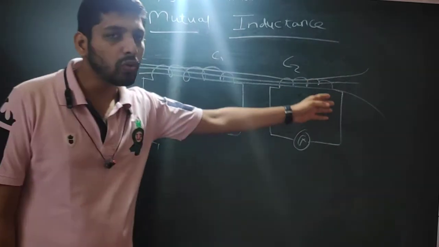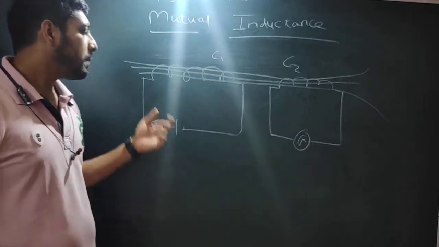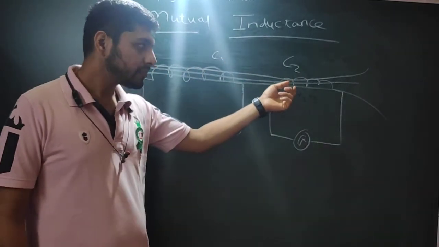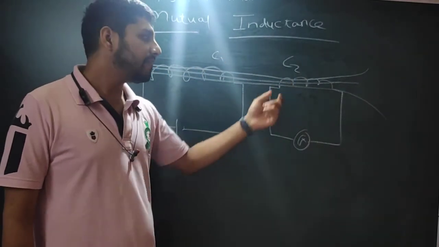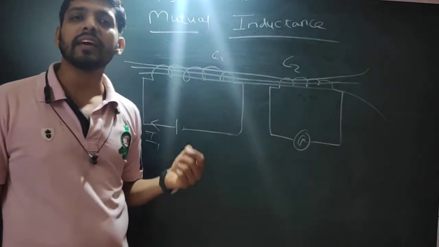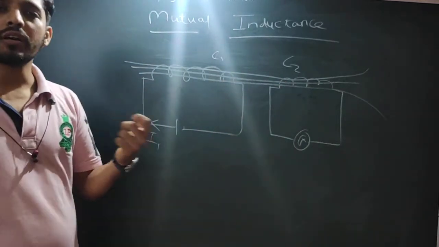Here there is no battery current, so there will be no current passing by itself. But if the flux linked with it changes, then there will be induced EMF or induced current produced.